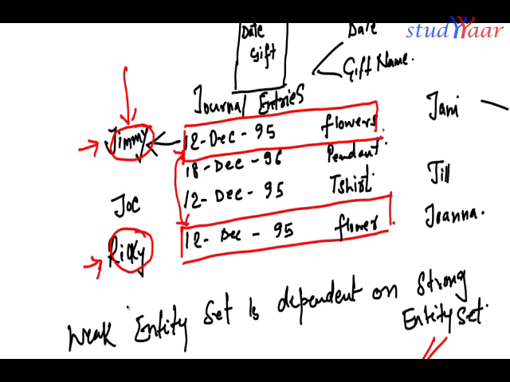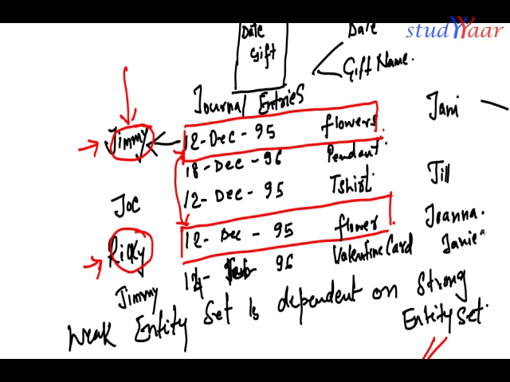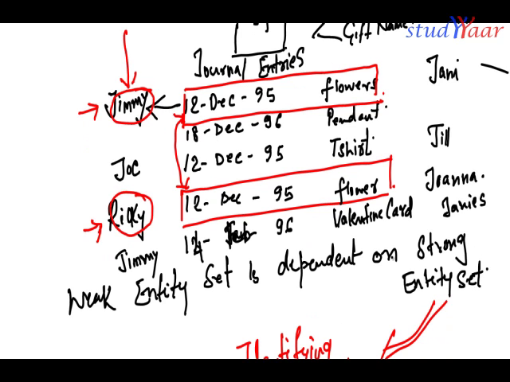Let's suppose we have one more entry. We have one more Jimmy, and the date is 14th February 96, and he gives a Valentine card to Janie. It is possible, right?